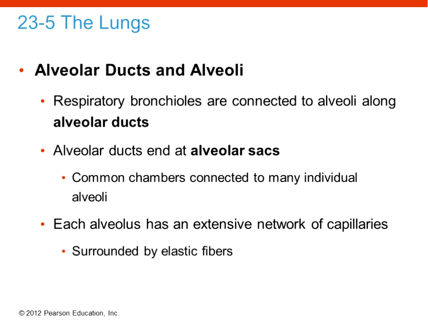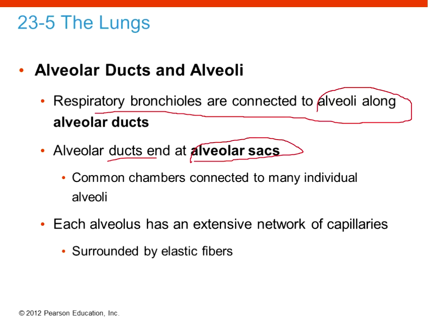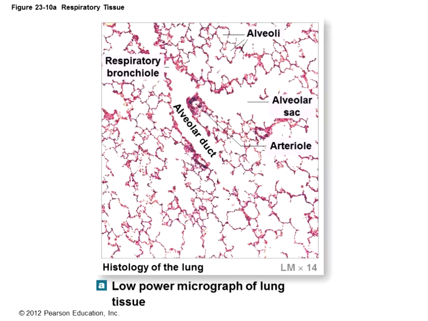All right, so we work our way down to these respiratory bronchioles, and those connect to those alveoli along what are called alveolar ducts. Alveolar ducts then end at what are called alveolar sacs, right? And this is where we have each individual alveolus that has an extensive network of capillaries and elastic fibers, and we'll see how this exchange occurs at these alveoli.